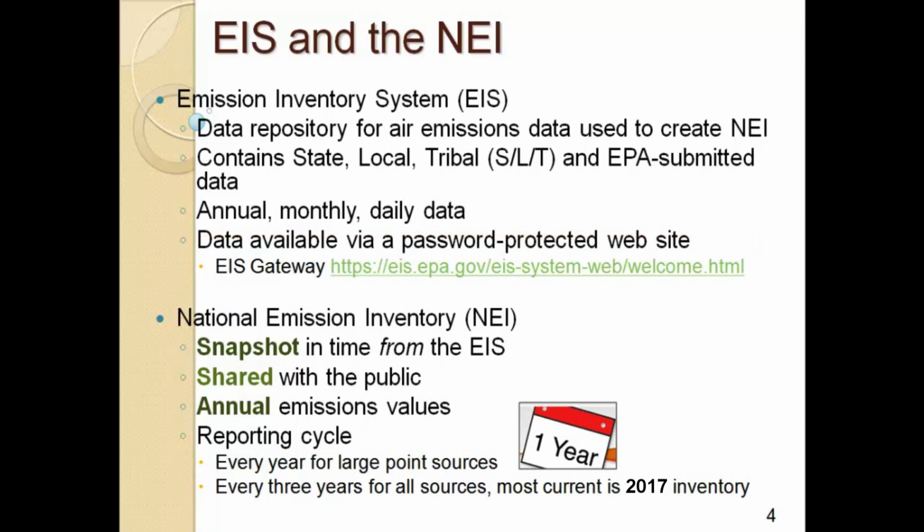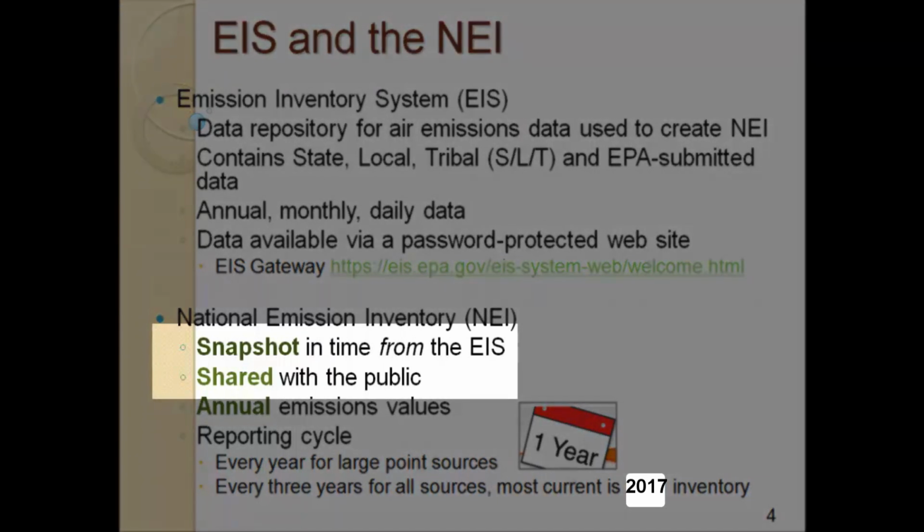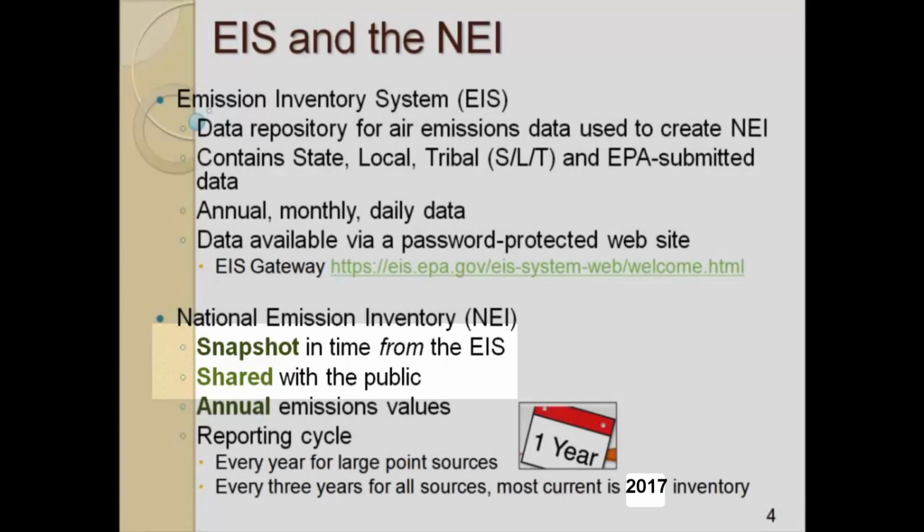In contrast, the National Emissions Inventory is a specific year snapshot in time of emissions data received. So if you're looking at 2017 NEI data, that's only the data from 2017, whereas the EIS system has data from all the years in that inventory included. The NEI data are shared with the public, so EPA compiles the data and distributes it to the public via their website, and that website is not password protected.